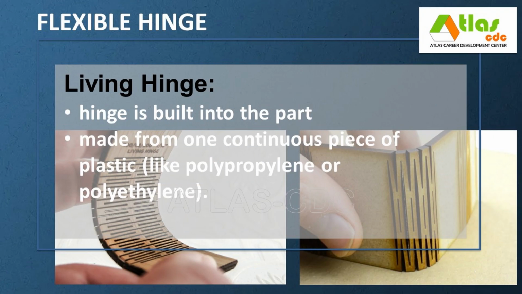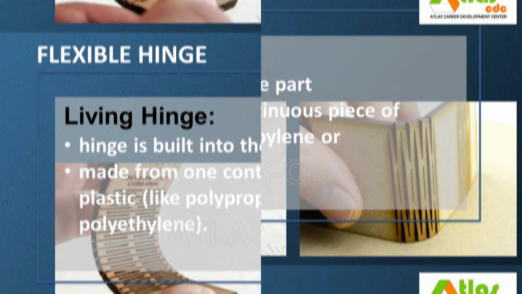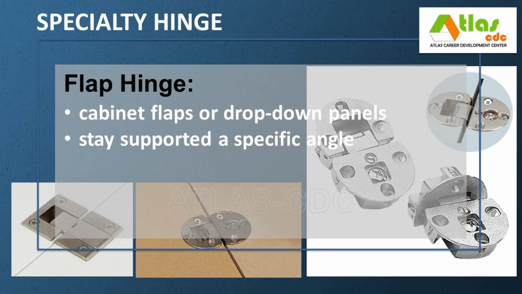A living hinge is a flexible, integrated hinge made from a single piece of material, typically plastic. Instead of using pins or mechanical parts, it relies on the flexibility of the material itself to bend repeatedly at a thin, molded section. A flap hinge is a type of hinge specifically designed for cabinet flaps or drop-down panels, such as those on fold-down desks, bar counters, or overhead cabinet doors. It allows the flap or panel to open downward or upward and stay supported at a specific angle.